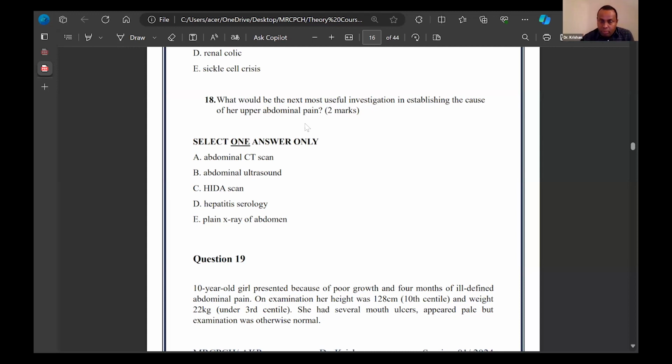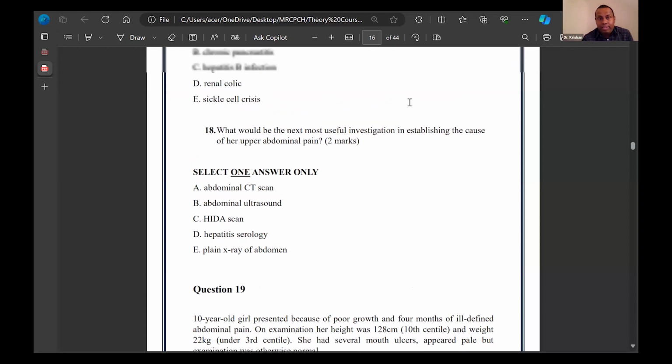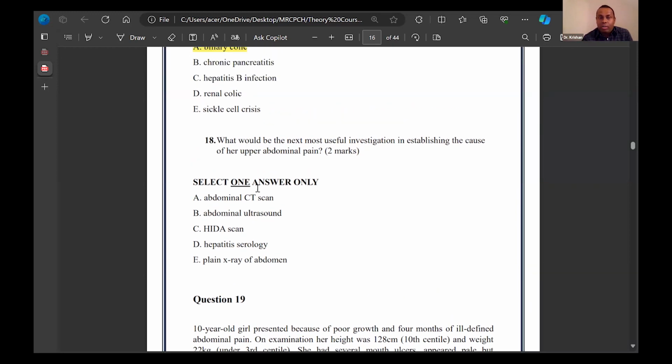Is it CT scan abdomen, abdominal ultrasound, HIDA scan, hepatitis serology, or plain X-ray abdomen? You see, everyone has an answer. So if you thought that it is renal colic, you would have chosen plain X-ray abdomen as the answer. If you have chosen hepatitis B as the answer here, you would have chosen hepatitis serology.